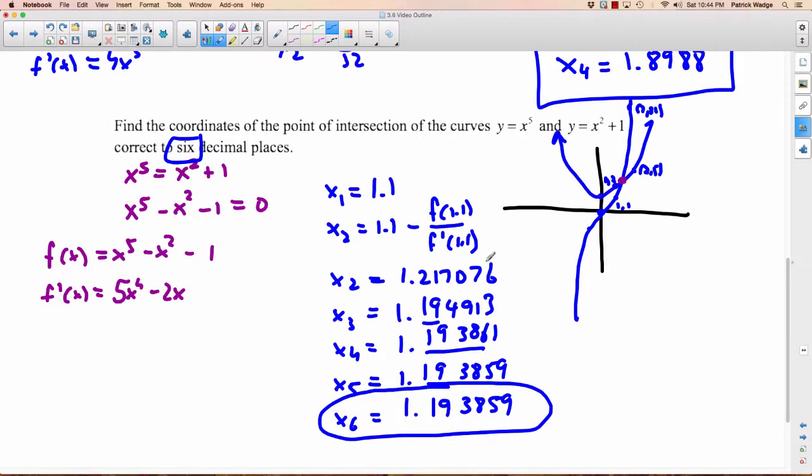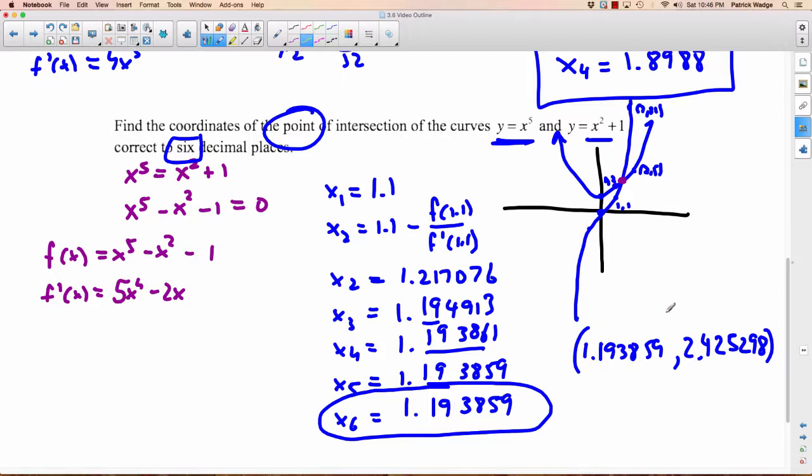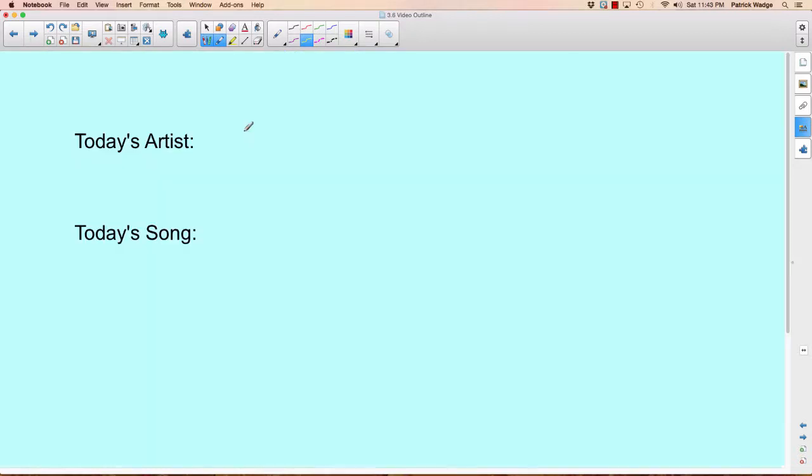Now, by the way, if they want the point of intersection, that means they want an x value and a y value. So our point is 1.193859, and how are we going to get the y value? You're going to plug it into either here or here. It doesn't matter which one. I would probably plug it into the x to the 5th, since it's just one thing to do. And if you do that, you're going to get 2.425298, and that would actually be your answer, because that is a point, and that's exactly what they asked for. Okay, sorry this is so long, sorry this is so finicky and annoying, but that's Newton's method.